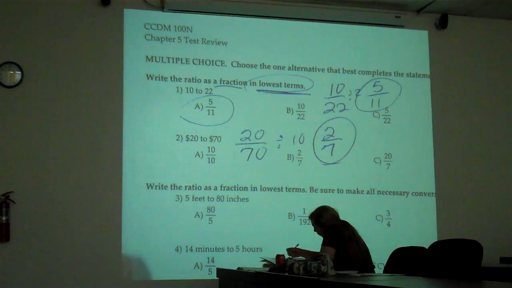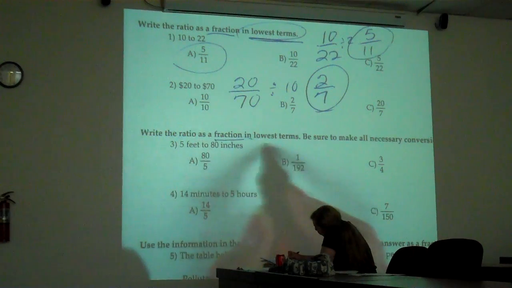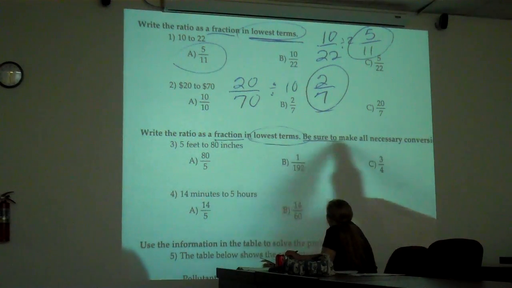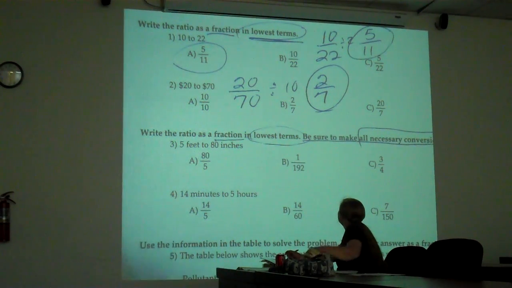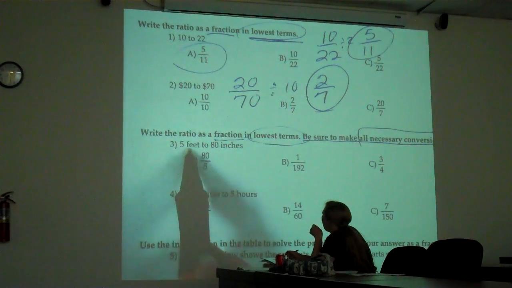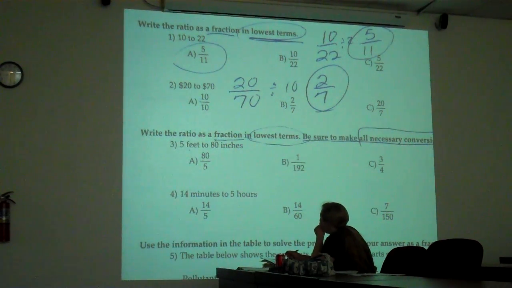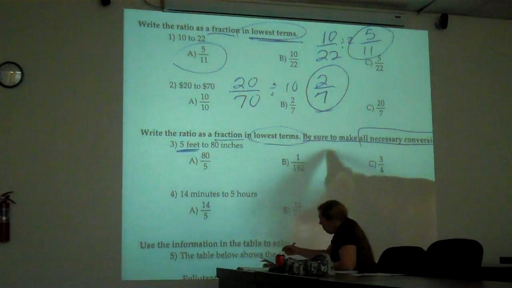Number 3, it says to write the fraction in lowest terms. Same thing, but be sure you do all the necessary conversions. Remember, they have to be like units, and this says feet and inches. So you need to do the conversions before you put it into the ratio. We're going to the smallest unit. You always want to take it to the smallest unit. So feet, you're going to take to inches. So 5 feet.